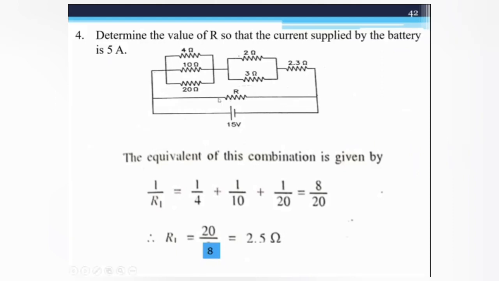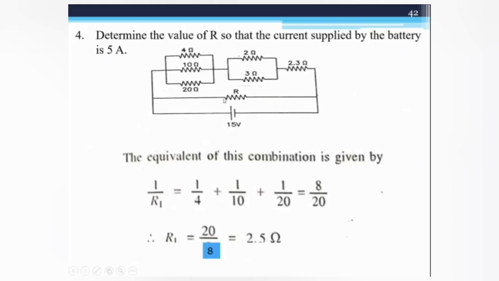Now, as the total circuit current is 5 ampere and the voltage is 15 volt, by applying Ohm's law, V equal to IR, we can find the value of the total resistance of your circuit, right? So it is 15 by 5, it is 3. So the total equivalent resistor is 3 ohm, right?